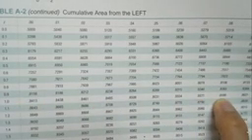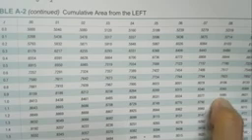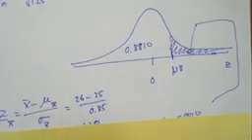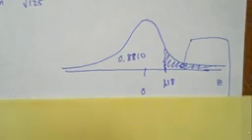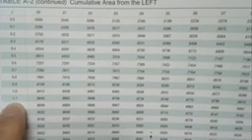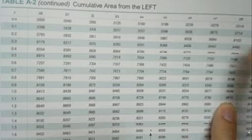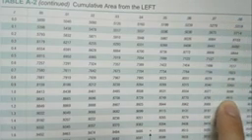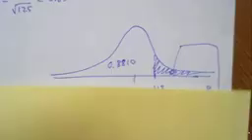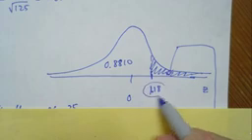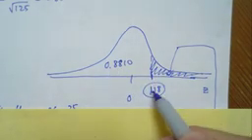Sorry, I think I read the wrong one. No, it's not. 1.1 is here. I read 1.0. So 1.1 is here, but we are looking for 1.18. So this is the number. This is 1.0 together with 0.08, so 1.08, and the value is 0.8810. That is the area to the left. So this is the z-score, and 0.8810 is the area to the left of that z-score.